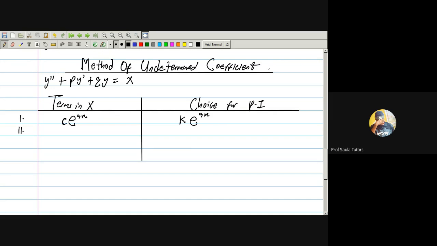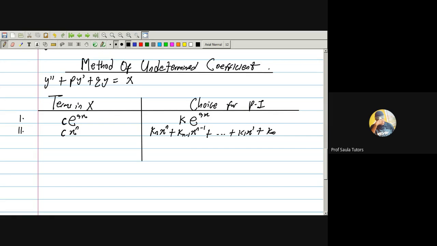Another guess is this. These two are very, very important. If you have your term in x to be like c x to the power of some power n, I'll give you an example for this. You will guess your solution to be like kn x to the power n plus kn minus 1 x to the power n minus 1, plus dot dot dot up to k1 x to the power 1, then up to k0.